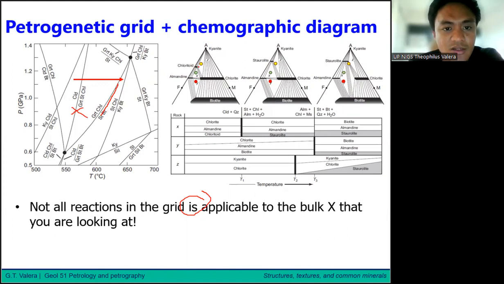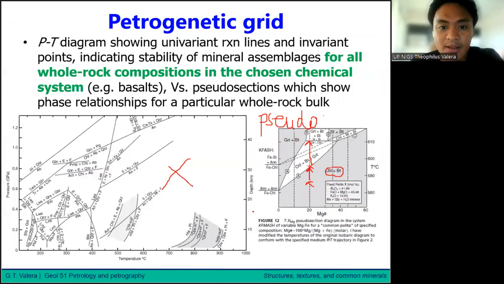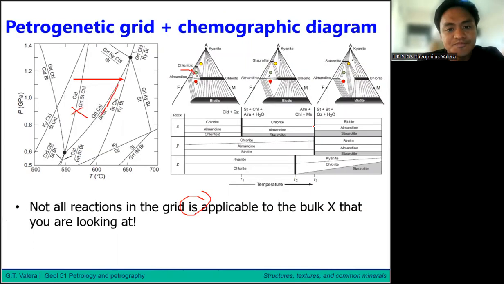Si Z initially is chloritoid, kyanite, and chlorite. Some of the chloritoid becomes staurolite. So staurolite, kyanite, chlorite. Pero wala siyang garnet. So this reaction is also not reflected in this rock, si Z natin. So only bulk composition X shows you the reactions reflected dito sa petrogenetic grid. Yun yung gamit ng pseudosection. The pseudosection only gives you kung anong reaction yung applicable sa bato mo.